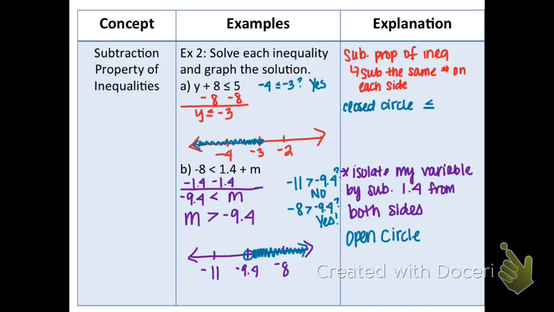Because I had a greater than. Simple, just a greater than, no equal to. So remember, open circles are just greater thans and less thans, and closed circles are less than or equal to and greater than or equal to.